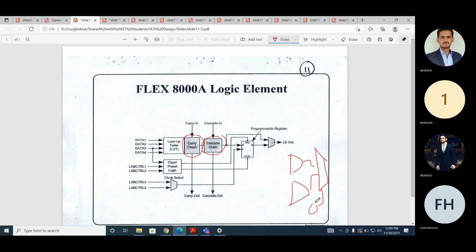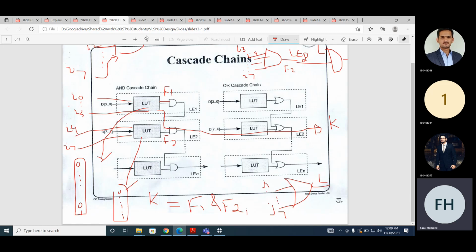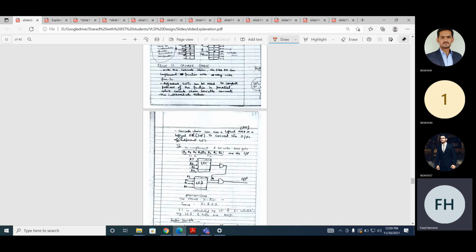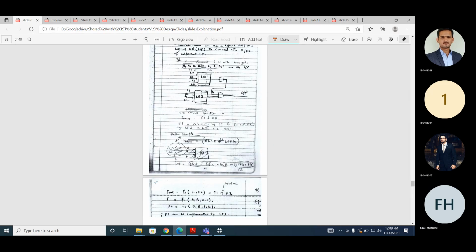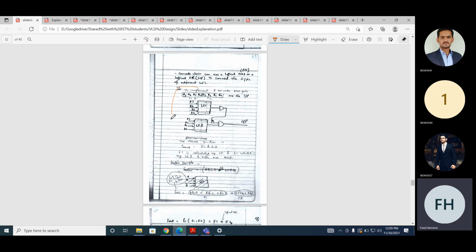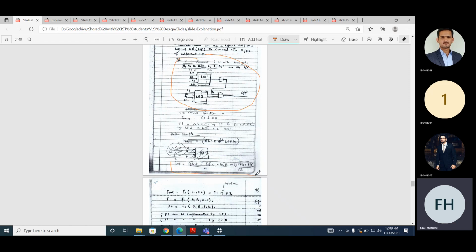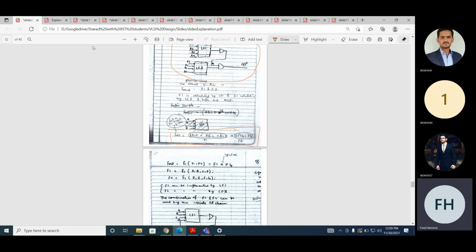Okay, now we have implemented this one. Now let's assume we have another function. Can you see this function? Yes, sir. F out. Okay, now this is F out.